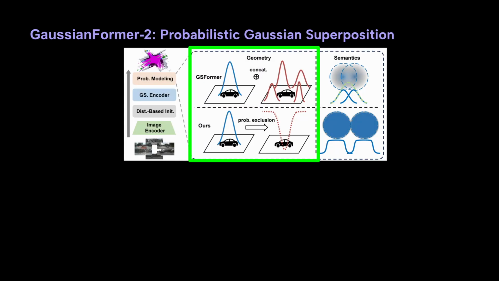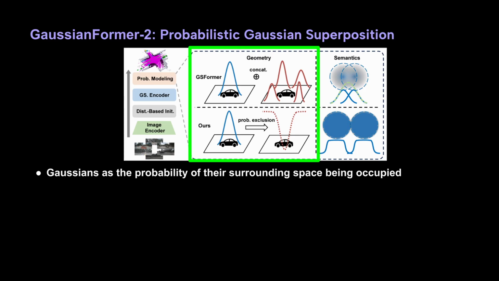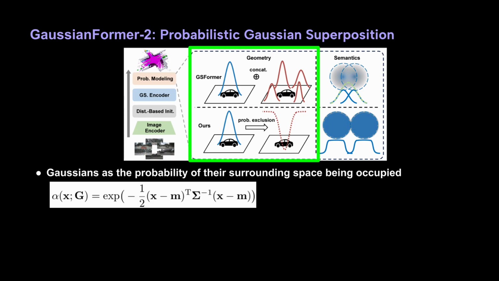In GaussianFormer 2, the occupancy and semantics are handled separately. For occupancy, the key innovation for the probabilistic framework is to interpret each Gaussian, instead of as an additive contributor, but as a probability distribution indicating how likely it is that its vicinity is occupied. Mathematically, a single Gaussian now is as follows. Alpha xg is the probability that the point x is occupied by that Gaussian g.